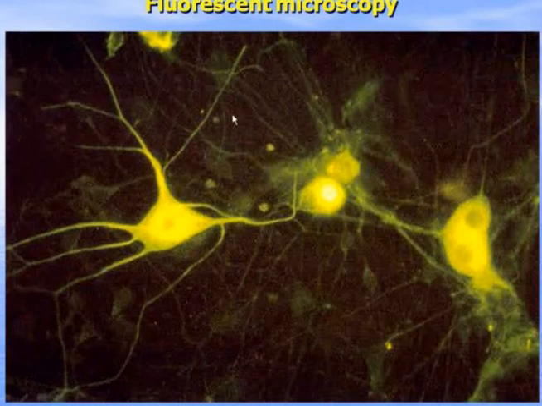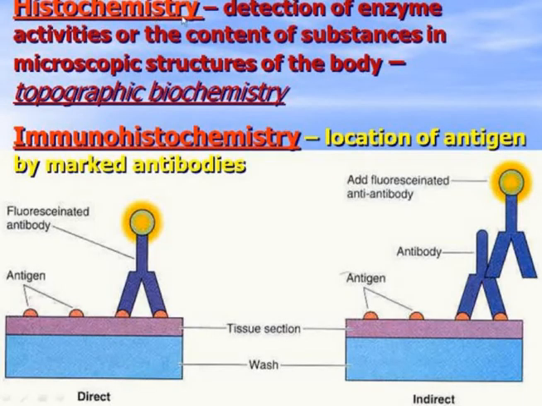This is an example of fluorescent microscopy. You see the cells stained by fluorescent dye. Histochemistry is the detection of enzyme activities, and of the content of substances like lipids, carbohydrates, proteins, nucleic acids in the sections of tissue and organs. So sometimes histochemistry is called topographic biochemistry.